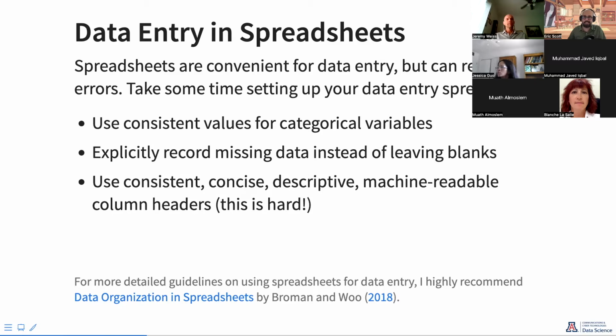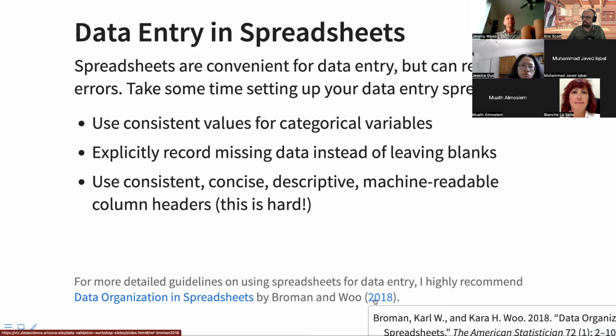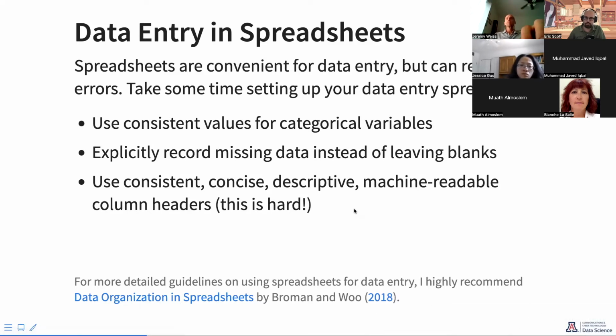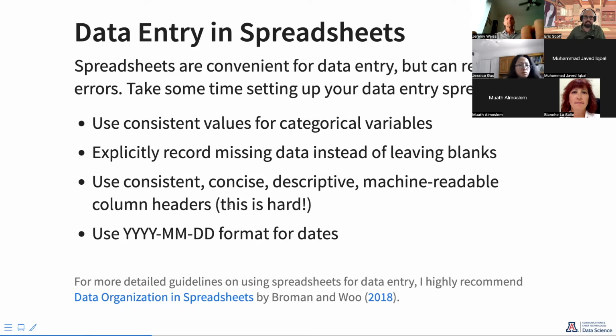And for those column headings, put some thought into them. This is kind of hard and takes practice, but you want to use some consistent, concise, descriptive, and easily machine readable column headers. I highly recommend this paper by Broman and Wu called Data Organization in Spreadsheets for a lot of really cool information about this. And date formats: it's best to use the ISO standard year, month, day. That's the least ambiguous format that's going to cause you the least amount of problems.